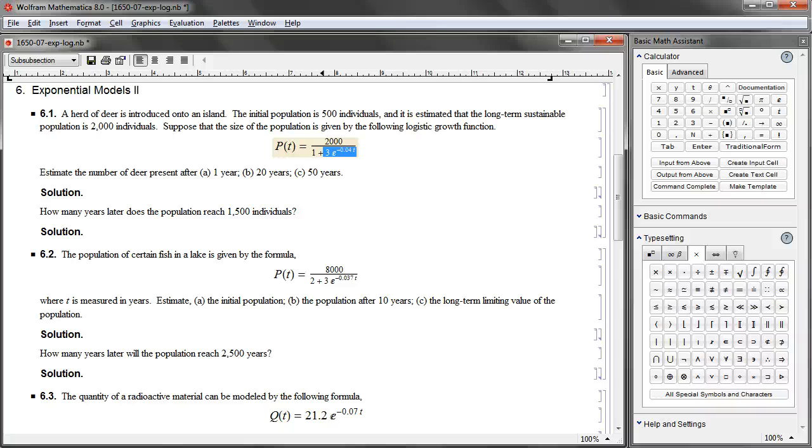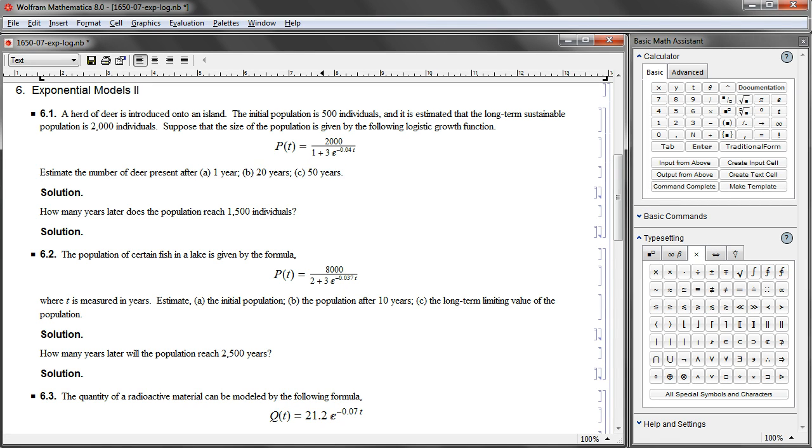Now, this is a kind of problem we used to do early on in Section 2. Estimate the deer population after 1 year, 20 years, and 50 years. Just plug in t equals 1, t equals 20, t equals 50, run your calculator, and then you have the answers. Those kinds of things are a bit too trivial. Let's go over to the next step.